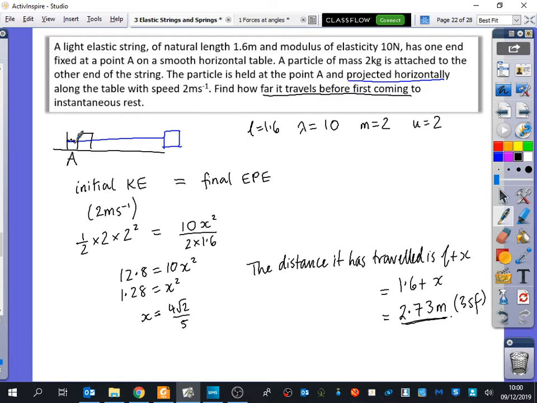But anyway, we are going to do more complicated examples like this anyway. Can I just quickly ask you though, what is its speed after it has travelled for 0.9 meters?